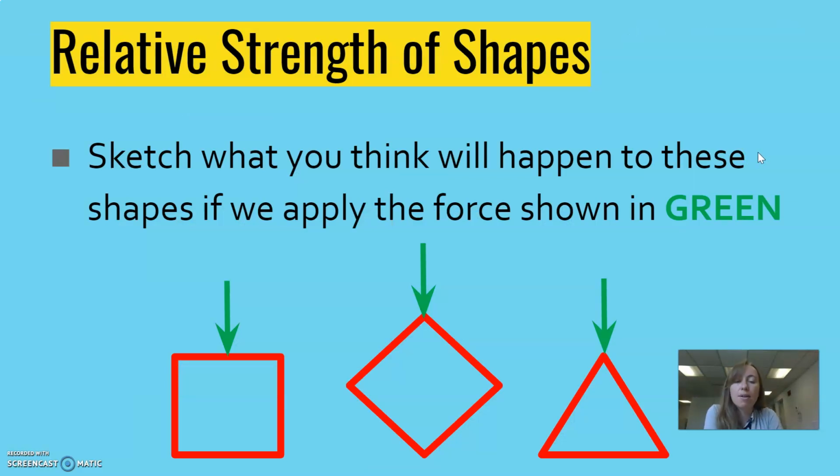Okay, pause for a second here and sketch what you think will happen to each of these shapes if we apply the force shown in green. So what happens to a square if we press down on it? And let's imagine that that's like a popsicle stick square, if that helps. Or what happens to this diamond that's on a point when we press down on it? Or what happens to a triangle?